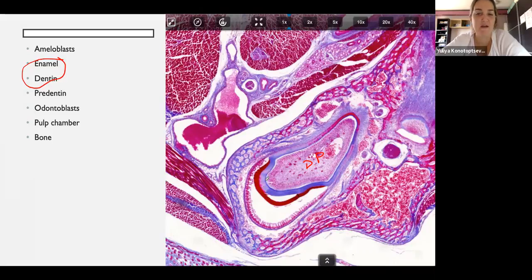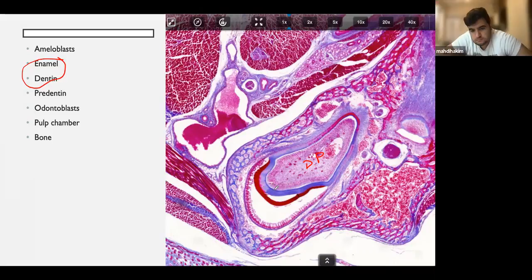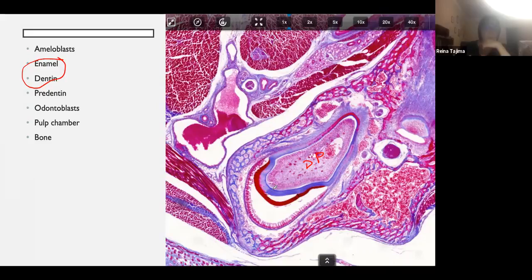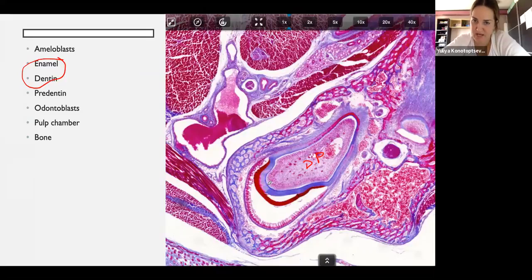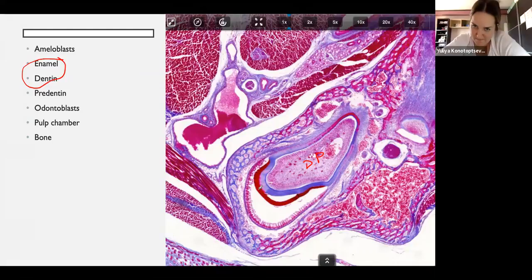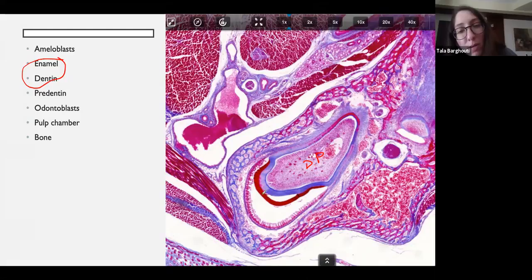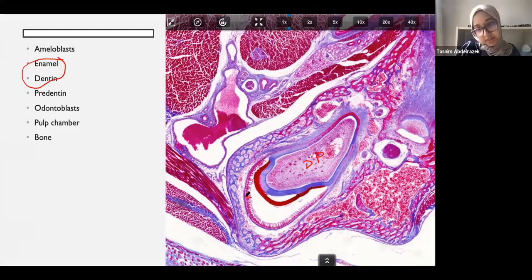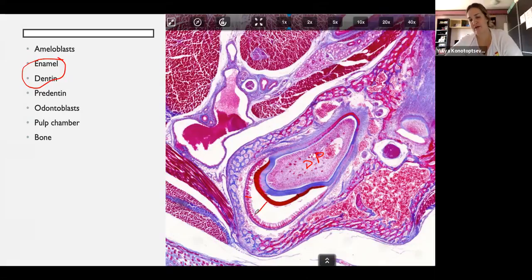Okay, very blue line. On the surface of the odontoblast, the very blue line is predentine. Then this blue is dentine. What is red? Enamel. And then you see tall columnar cells here: ameloblasts.